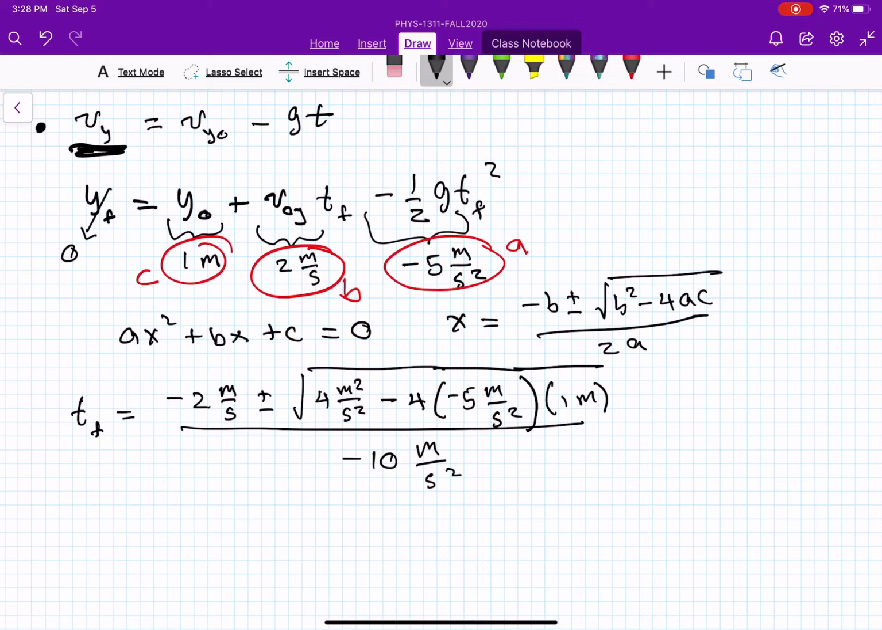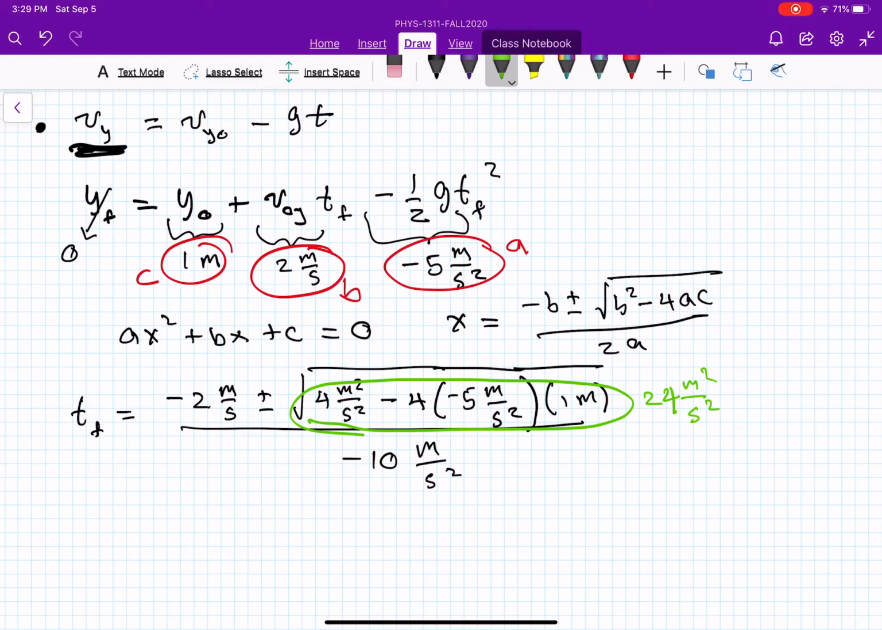Okay, so let's simplify this expression. Inside the square root, let's see, I've got minus 4 times minus 5, so that's plus 20 times 1. So 20 plus 4. So this looks like it's going to be about 24. And what are the units? The units are going to be meters squared per second squared. And that's all still inside the square root there.